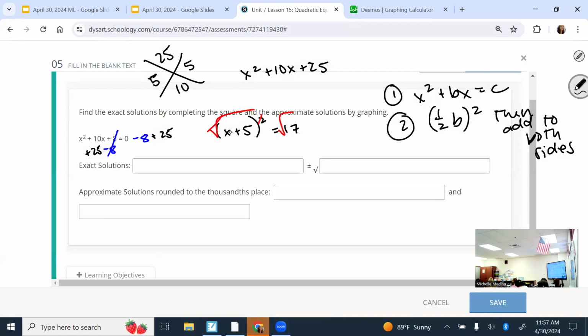I get x plus 5 equals plus or minus the square root of 17. 17 is prime, so I can't simplify that radical. What's opposite of adding 5? Whatever you do on one side. And while you could really just write it like this, the way it wants you to type in your answer has the negative 5 first. And I know that because they have the plus or minus on the second part.